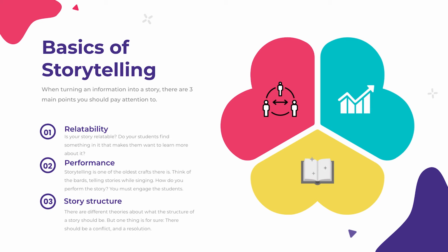And finally, there is the story structure. There are different theories about what the structure of a story should be. Some say a story is a 3-act thing. Some think of a 12 steps circle called the hero's journey. But one thing is for sure, and it is common in all these structures. There should be a conflict, and there should be a resolution. These are the 2 things your story must have. It doesn't matter if it's the story of a mathematical equation or about solar energy, but it must have a conflict, and it must have a solution.